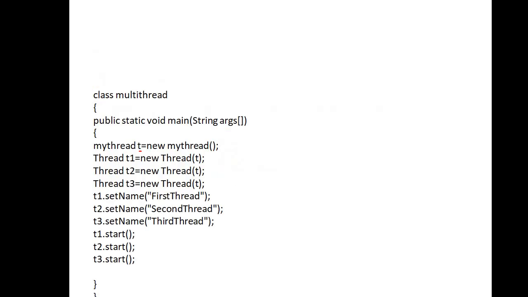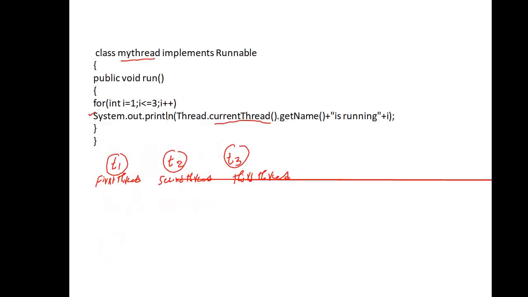Next, here I wrote T dot start. Whenever there is a start method, it invokes the run method. Whenever we write the T dot start method, it internally executes the run method, means it invokes the run method. While the run method is executed, it executes this complete for loop.